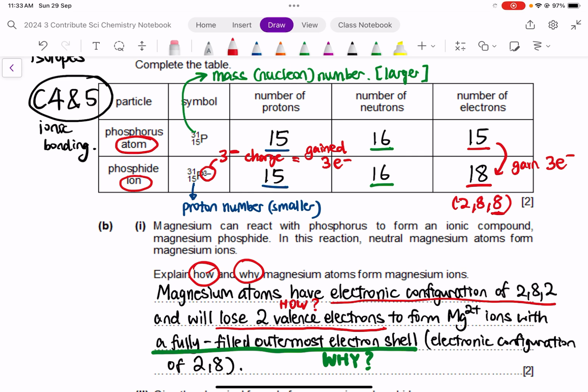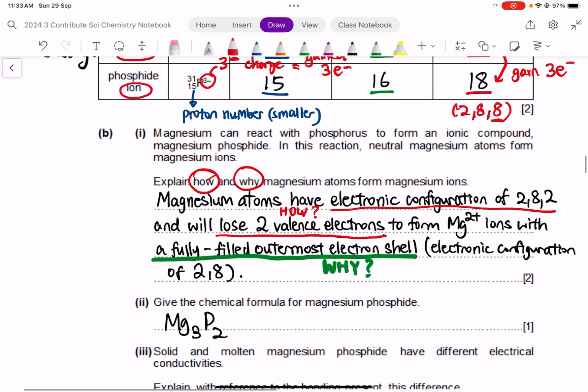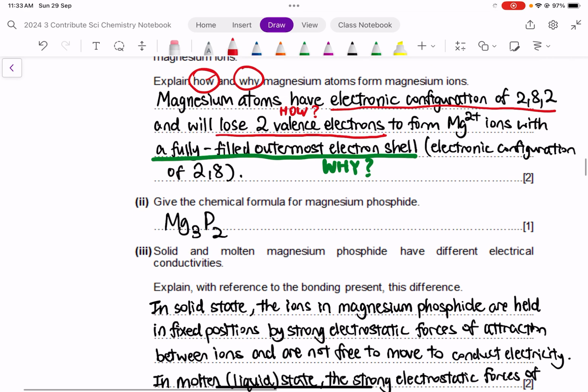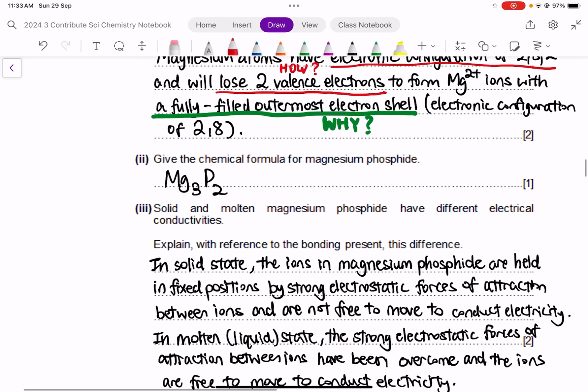Again, this belongs to chapter 4, ionic bonding. So again, if you have forgotten this, please watch the chapter 4 and 5 revision video in the playlist. And now, we will move forward to B part 2 and B part 3. Now, B part 2 and B part 3 continues the ionic bonding.